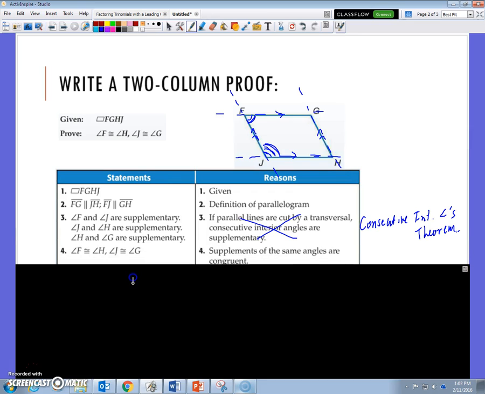And then finally, we know angle F is congruent to angle H, because if two angles have the same supplement, they must be congruent.